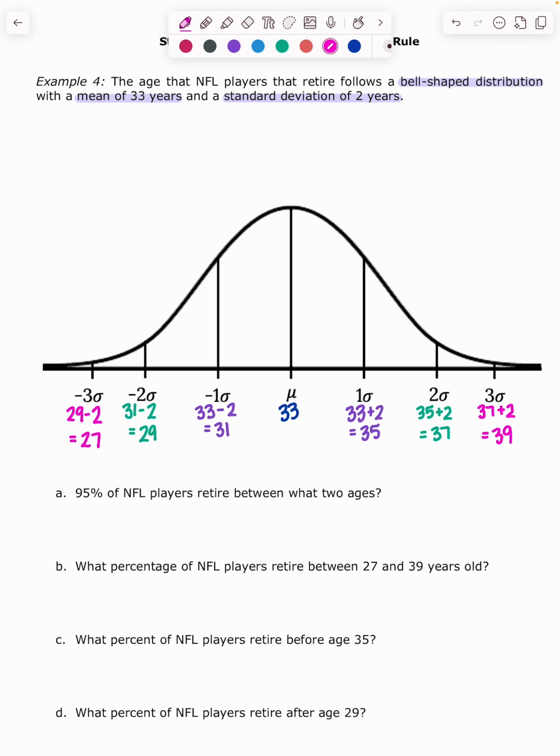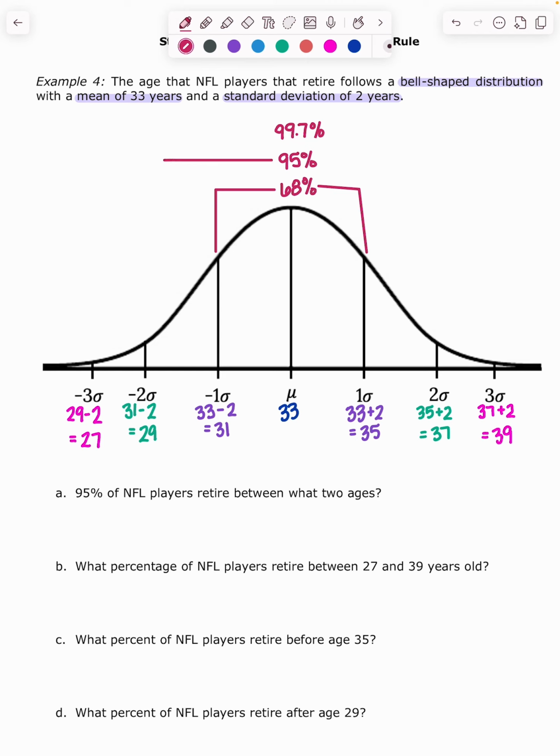I've gone through and filled in the values that are specific to this problem with the mean and the standard deviation. So now I need to fill in all of the percentages for the empirical rule so that I can answer the questions that are below. The first thing is the overall 68%, 95%, and 99.7%. So 68% is the percent of data that goes from one standard deviation below to one standard deviation above.